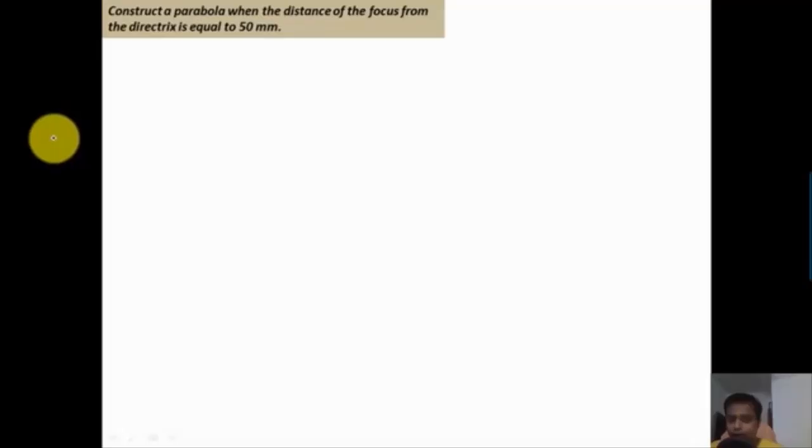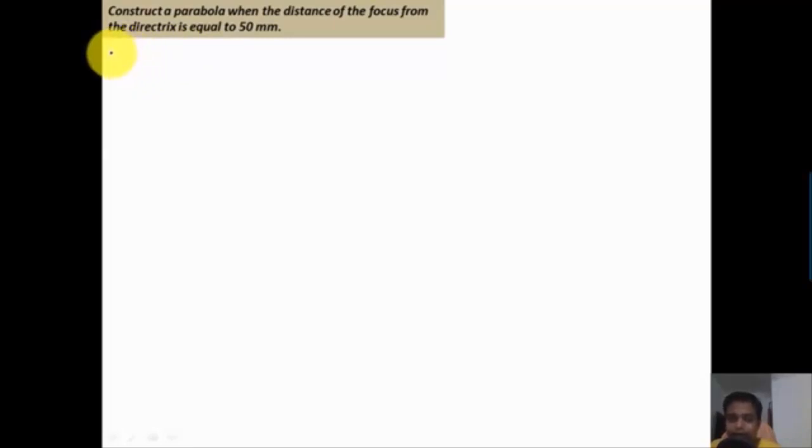We're going to be learning how a parabola can be made with the help of the general method. Here is the description of the problem. Construct a parabola when the distance of the focus from the directrix is equal to 50 millimeters. So, the distance of the focus from the directrix.